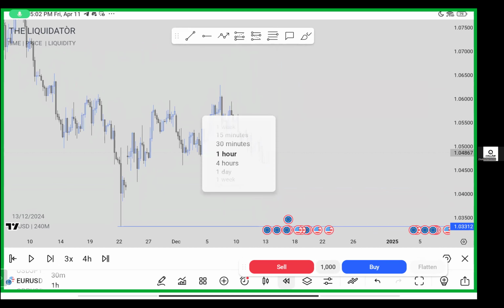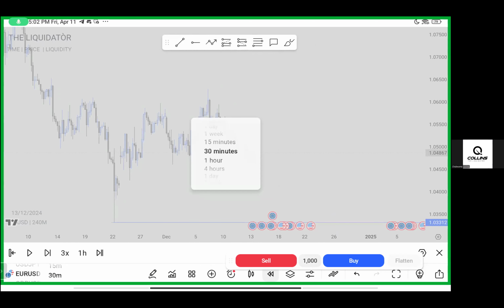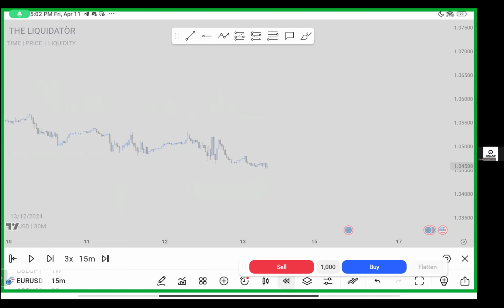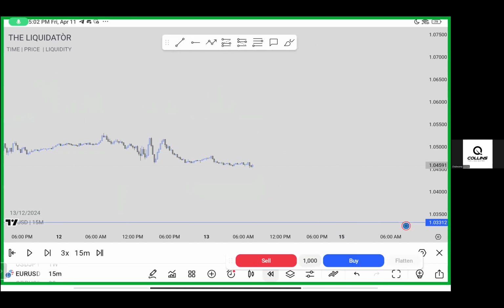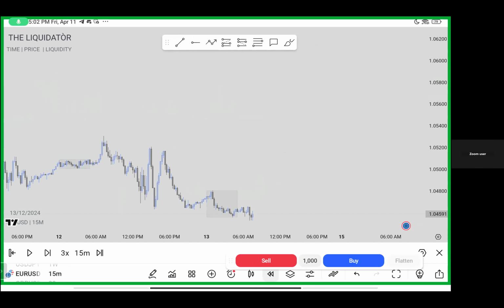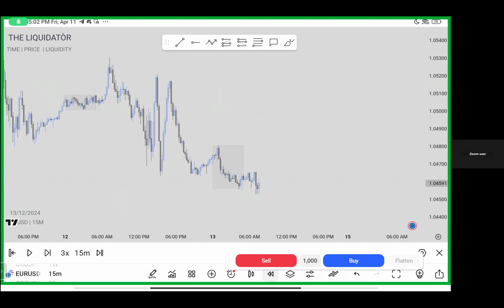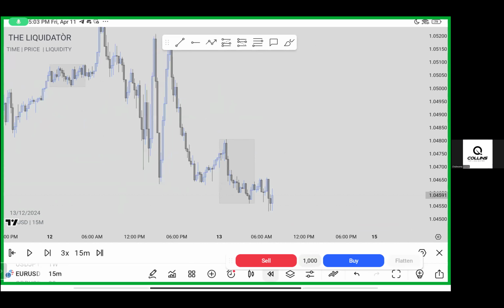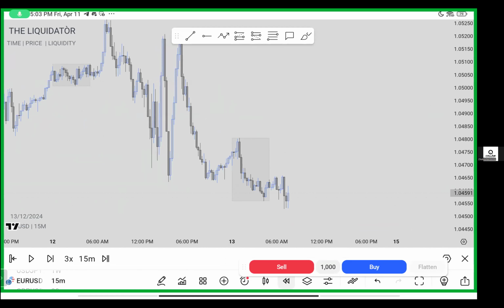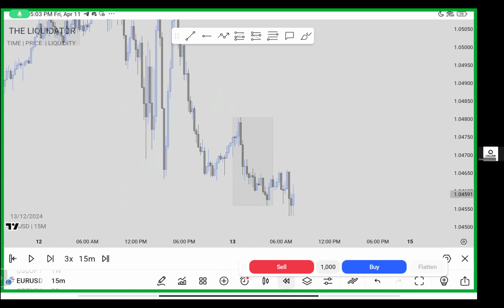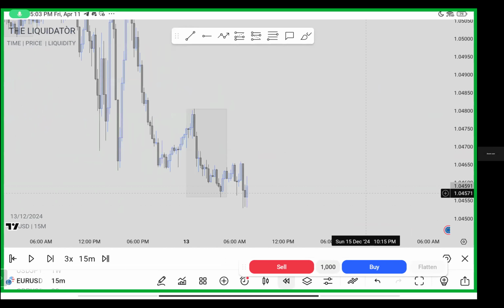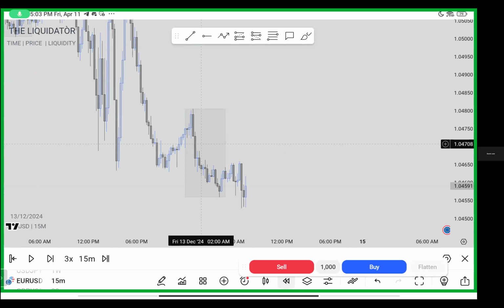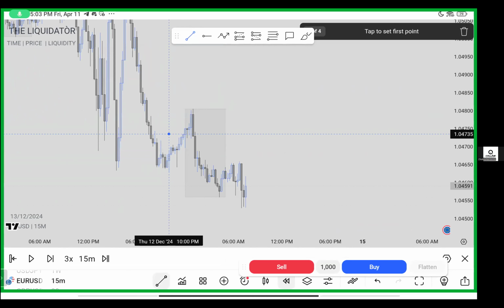So now let's continue. Let's go back to the 15-minute time frame. Now we are on the 15-minute time frame. And remember, I said whenever we go to the 15-minute time frame, we are going to check what Asia has done. So this is the Asia session right here. Asia looks like it has created a strong high. That's what I'm seeing here.